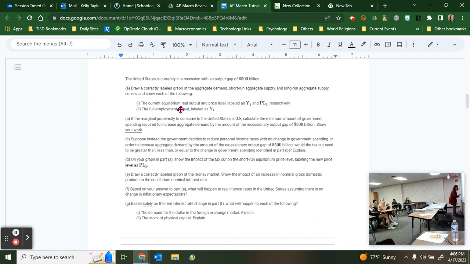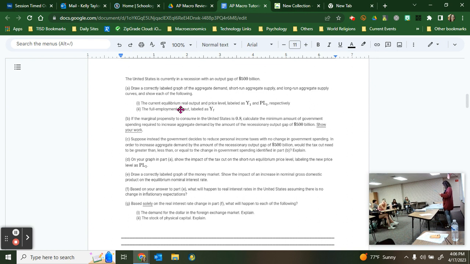So you could show math. What is 500 divided by 4? 125? Yes. You would need taxes to be changed by 125, which is a greater number than the spending change to have the same impact on GDP. So you could do the numbers as your evidence, as your explanation. You don't have to. You can just say the spending multiplier is bigger than the tax multiplier.